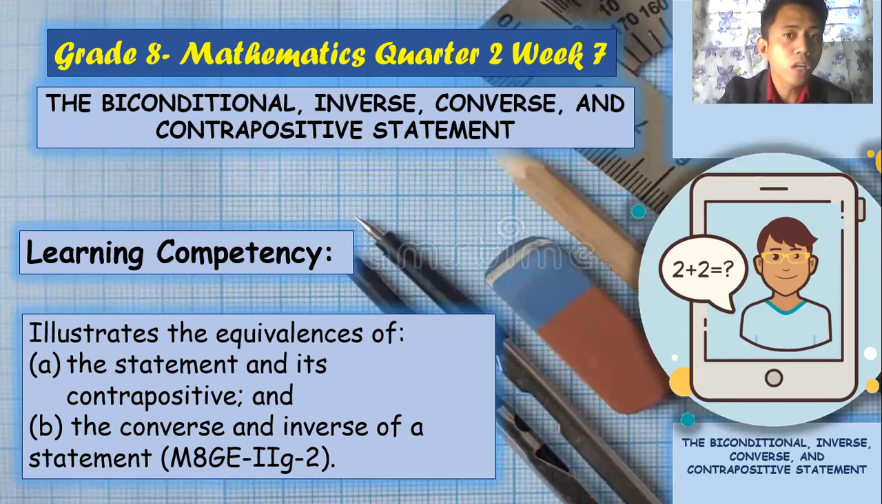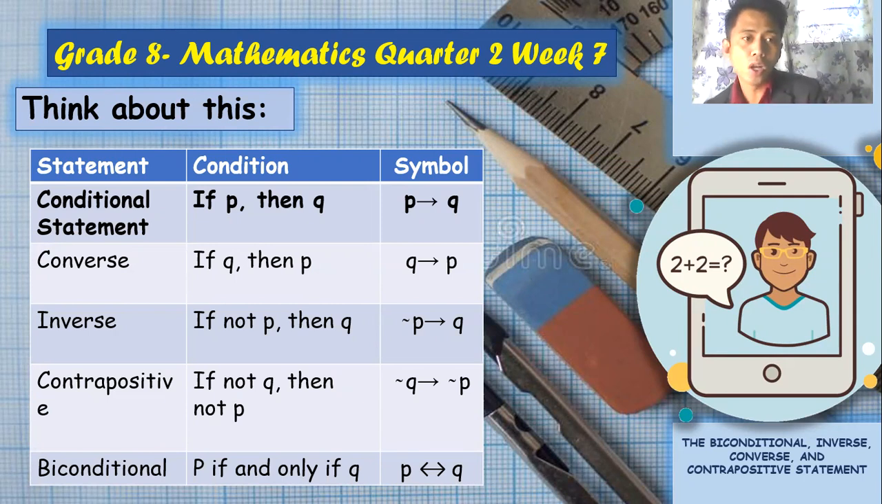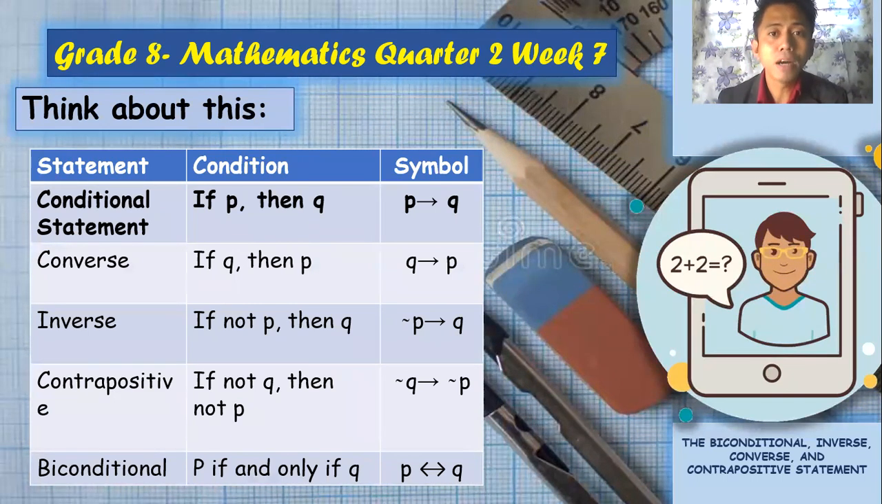So before we start, let's think about this. I have the table below, containing statement, condition, and symbol. Under statement, we have conditional statement, converse, inverse, contrapositive, and biconditional. Later, we are going to discuss those one by one, part by part. But first, let's have the conditional statement.